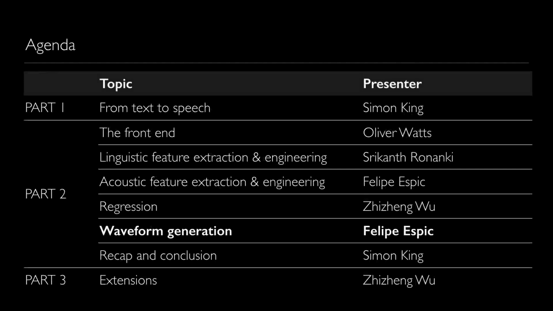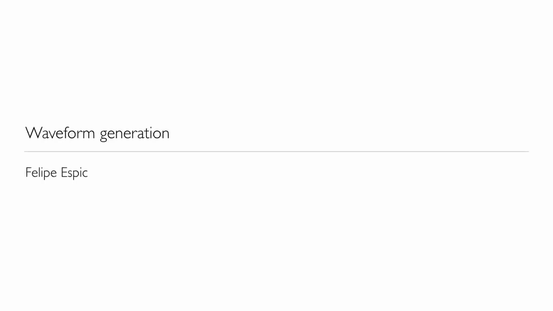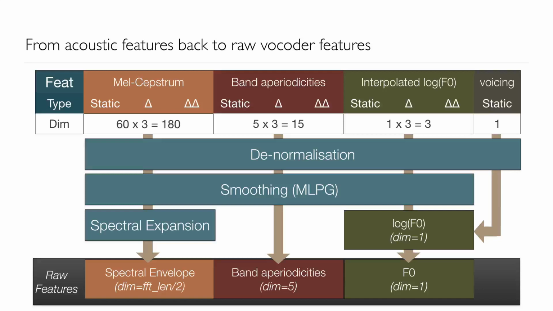Hi again. So now we're going to talk about the last stage in this process, which is the waveform generation. The DNN has already predicted feature streams: Mel-cepstra, band aperiodicities, interpolated F0 and voiced/unvoiced decision, with their respective deltas and delta-deltas. Then we need to go back to the raw vocoder features, so the vocoder can produce the waveform from these parameters.